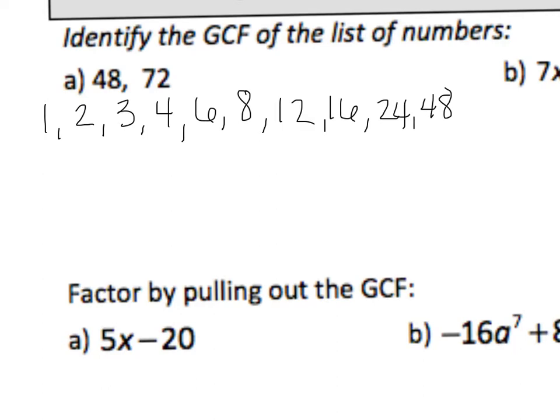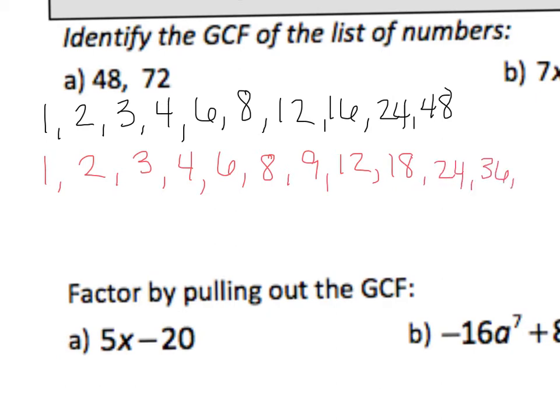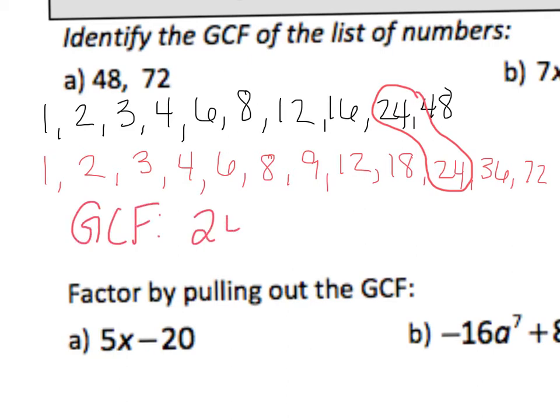Same thing with 72. You've got 1, 2, 3, 4, 6, 8, 9, 12, 18, 24, 36, and then finally 72. So your greatest common factor here is, let's see, I think 24. 24 is the largest number that they have in common. So you'd say the GCF is 24.